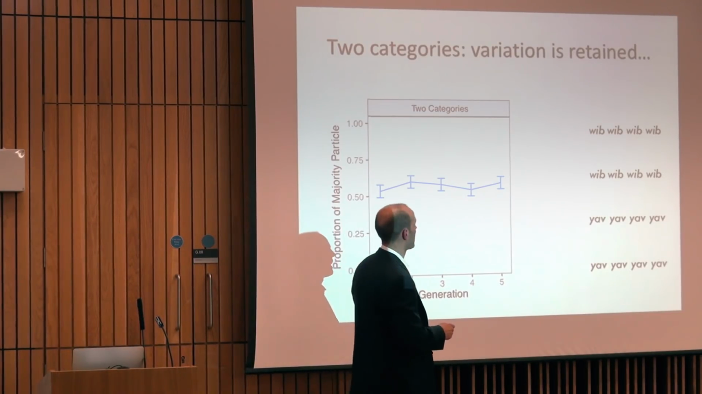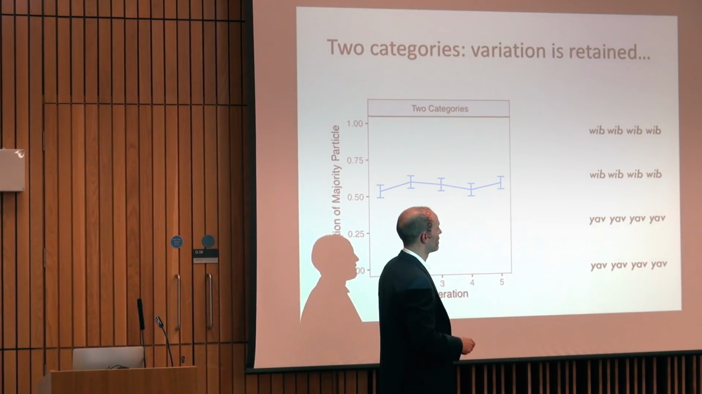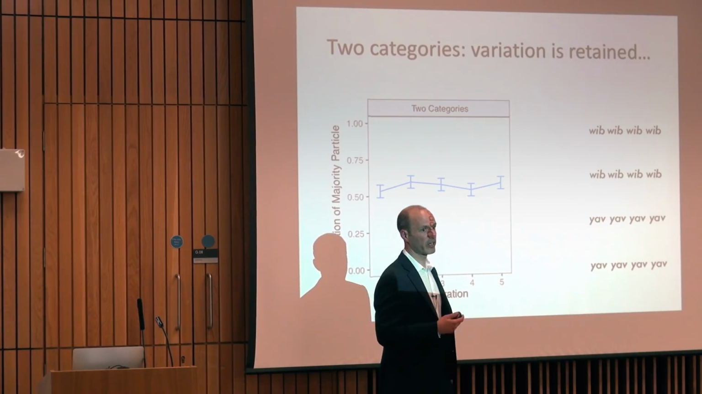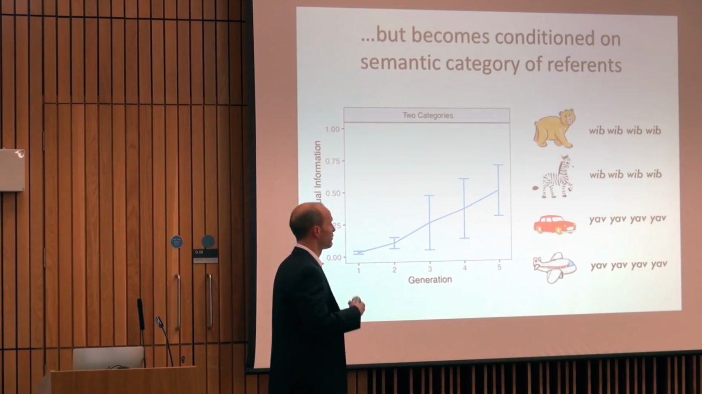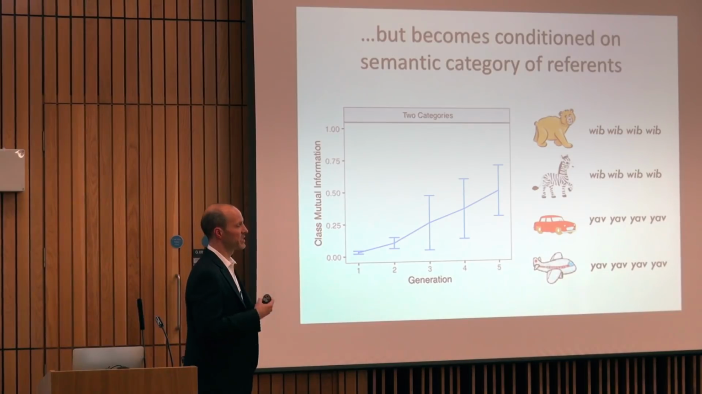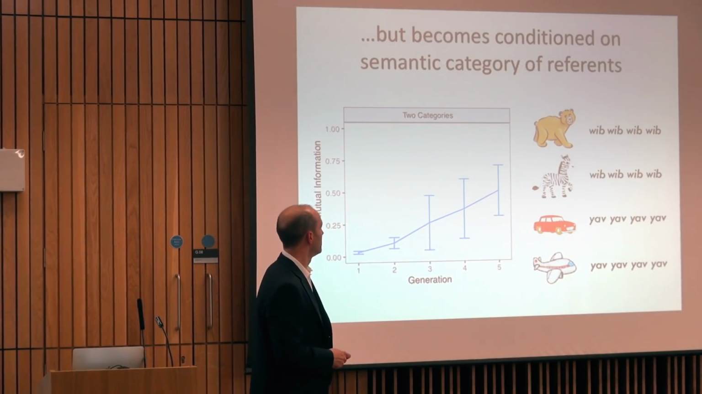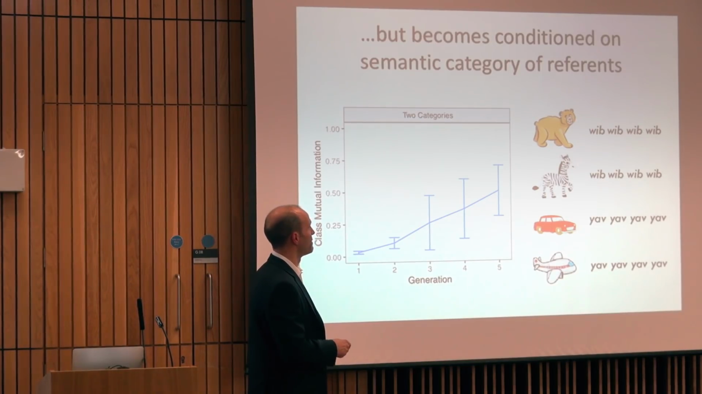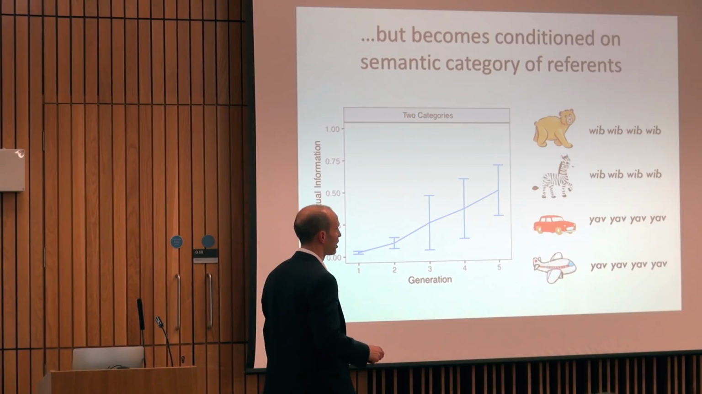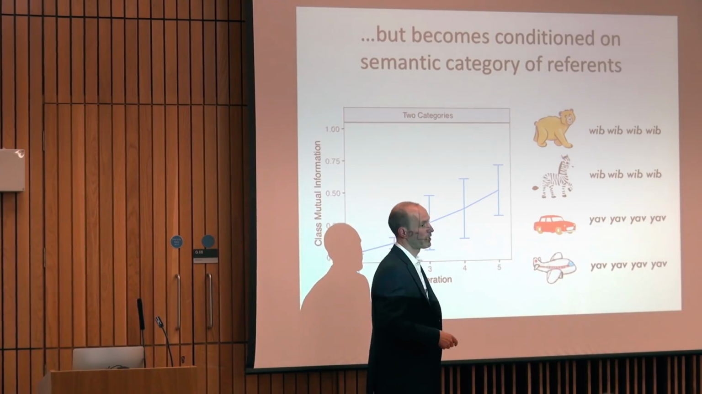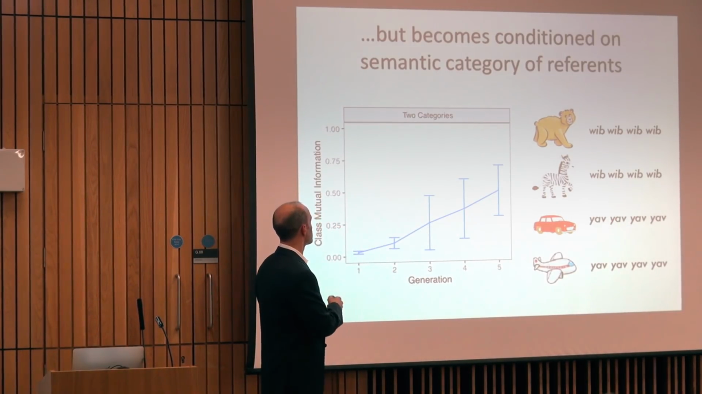level. So if you look at the languages at generation 5, you'll see that they contain 2 ways of marking the plural. If you look at how those plural markers are deployed, you'll see that it becomes conditioned on the semantic category of the thing that's being pluralized. So for instance, animates might be marked plural using one of the markers, and inanimates or vehicles might mark plural using the other marker. And we can capture this using mutual information.